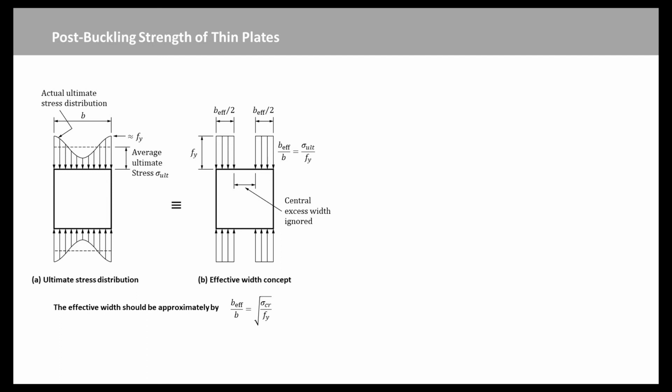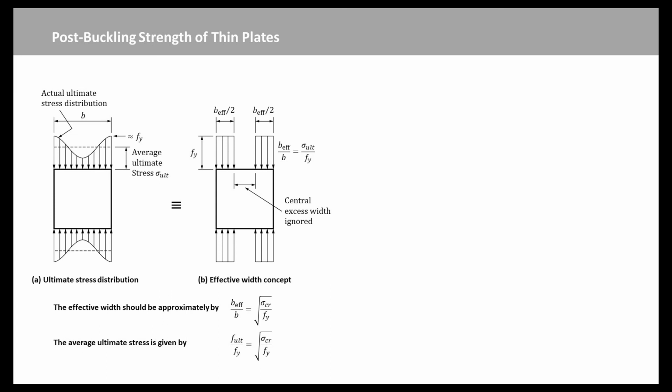According to this concept, the actual ultimate stress distribution in a singly supported plate is replaced by a simplified distribution for which the central portion of the plate is ignored, and the remaining effective width BEFF carries the yield stress Fy. It was proposed that this effective width should be approximated by this equation. Alternatively, this proposal can be regarded as determining an effective average ultimate stress FULT, which acts on the full width B of the plate. This average ultimate stress is given by this equation.